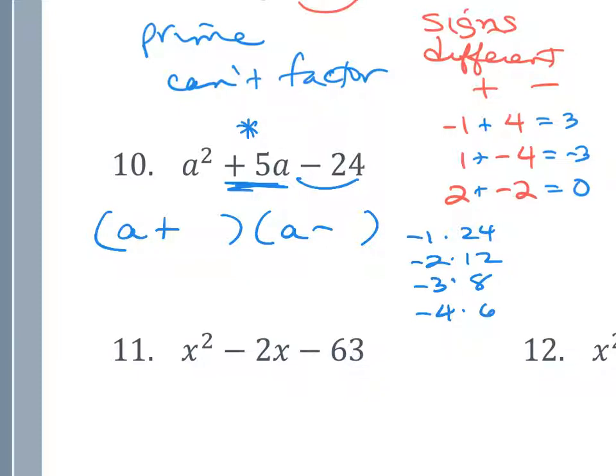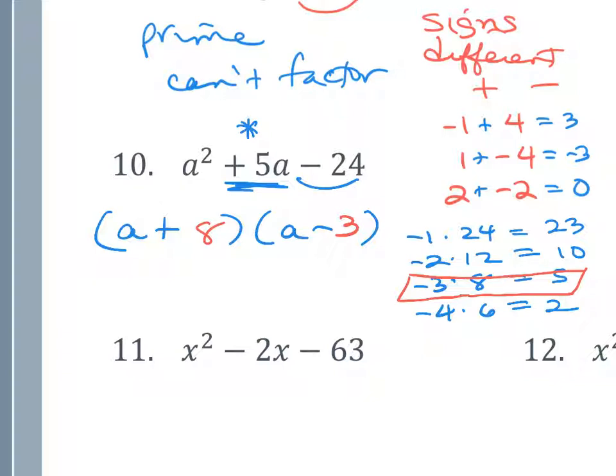But technically, because the signs are different, I'm subtracting. So this gives me 23. This one gives me 10. This one gives me 5. This one gives me 2. So I can see the factors that will work are going to be the -3 and the +8. So 8 and 3.